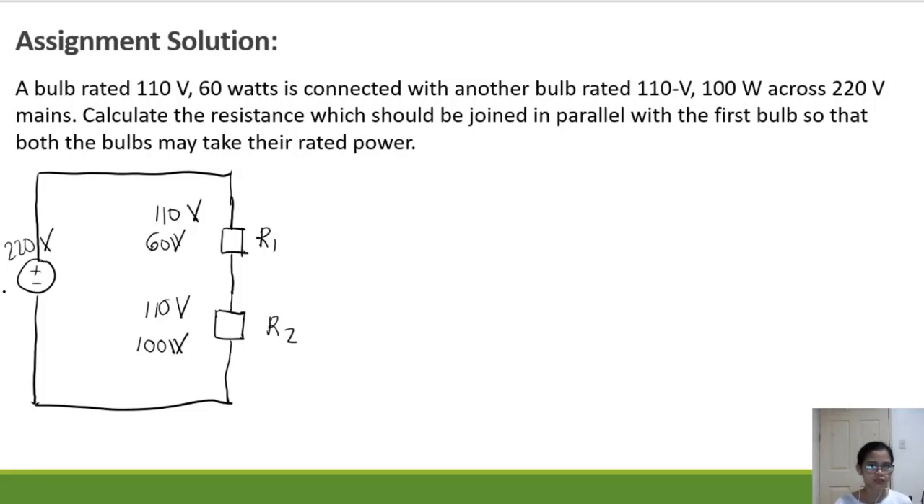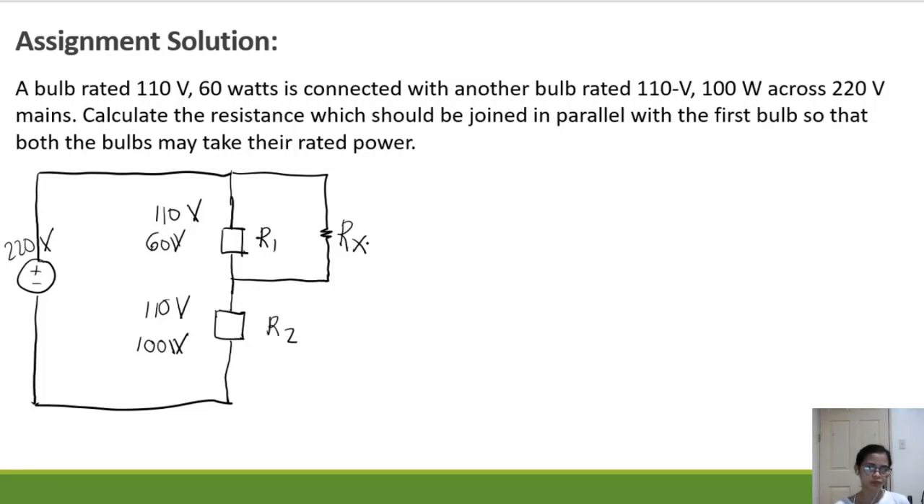So calculate the resistance which should be joined in parallel with the first bulb. So there will be a resistance that will be connected across bulb 1, and we do not know why, but it is said here, so that both bulbs may take the rated power. So let's call that Rx. Now you have drawn the problem. You have understood the problem, you have drawn the problem.